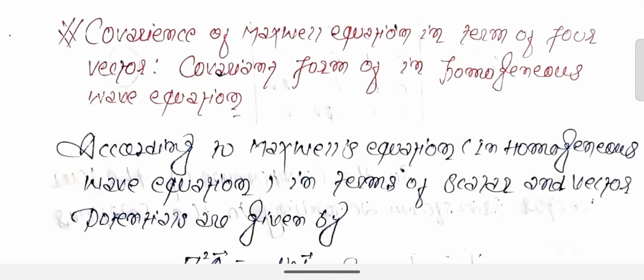Friends, today we learn about a very important topic: Maxwell equations in terms of four vectors. This is the topic, friends: covariance of Maxwell equations in terms of four vectors, the covariant form of the inhomogeneous wave equation. This is a very important topic, friends.